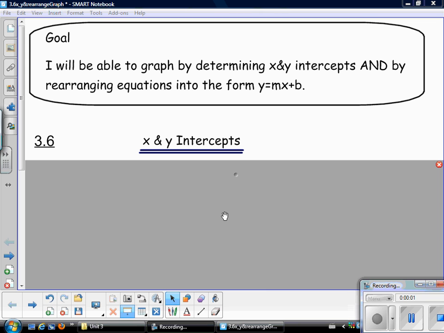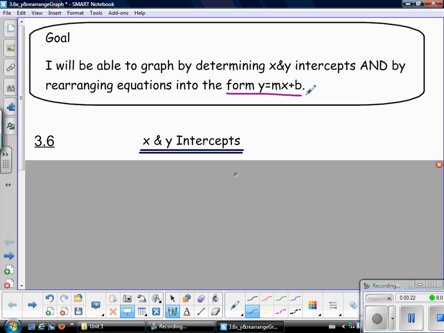Right, today what we're looking at is 3.6, and our goal is twofold. The first one is I'm able to graph by determining x and y intercepts, and we'll talk about what that means, and by rearranging equations into the form y equals mx plus b. The reason we have to do that is because sometimes our equations are not in the form y equals mx plus b.